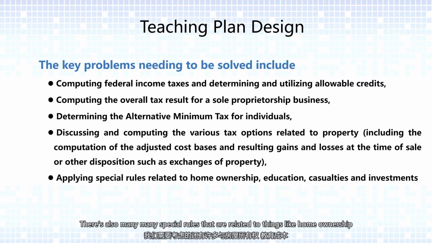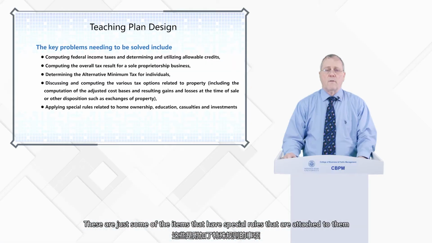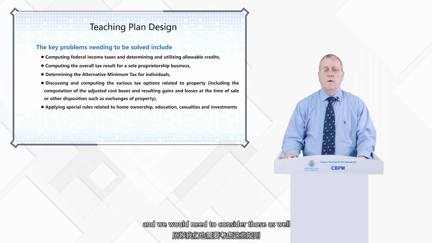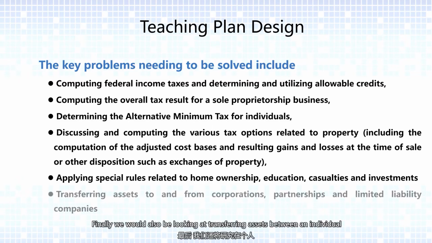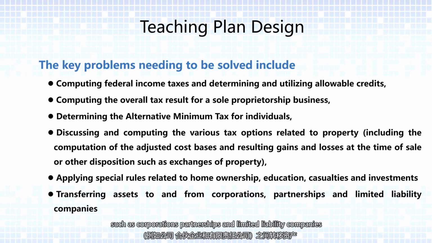There are also many special rules related to things like home ownership, educational costs, casualty losses, and investments. These are just some of the items that have special rules attached to them, and we would need to consider those as well. Finally, we would also be looking at transferring assets between an individual and the various other tax entities such as corporations, partnerships, and limited liability companies.